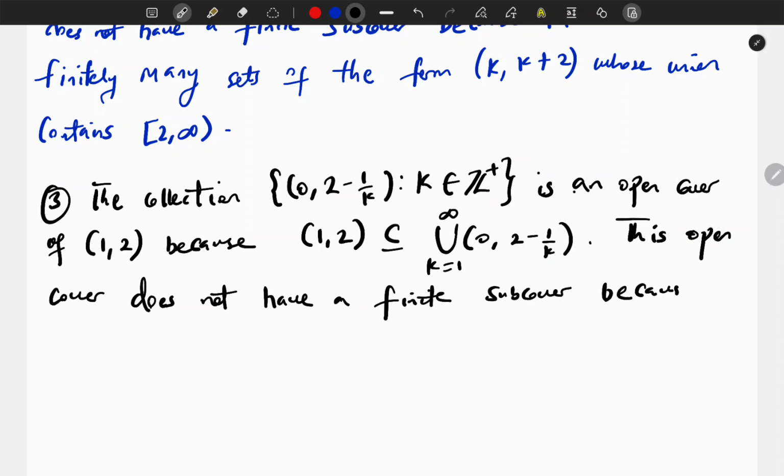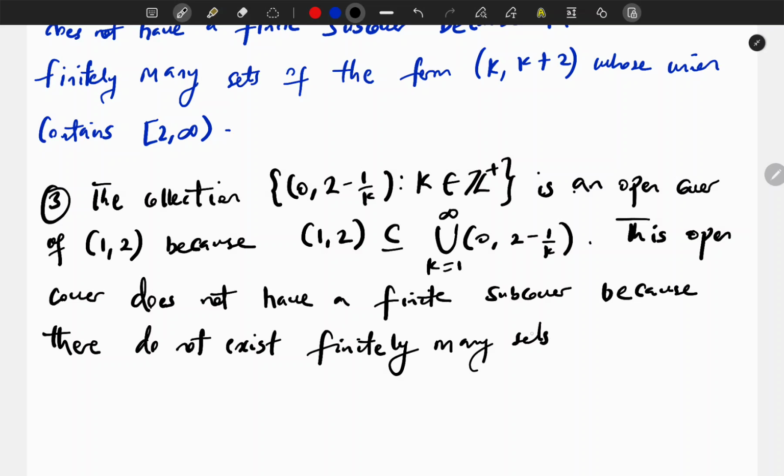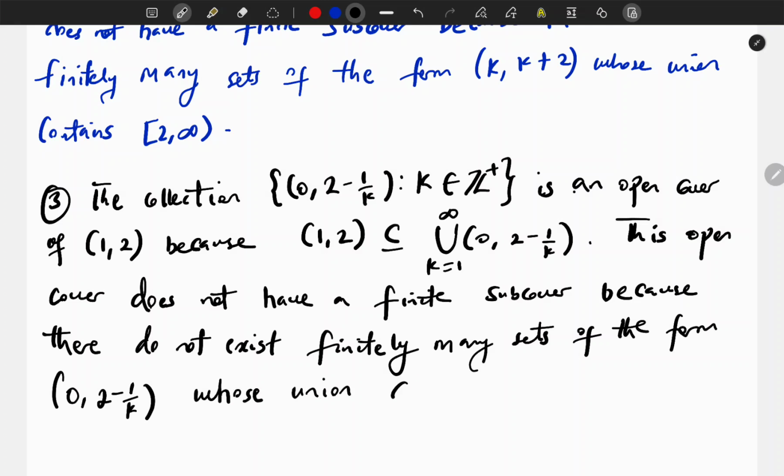Because they do not exist, finitely many sets of the form (0, 2 − 1/k) whose union contains [1, 2].